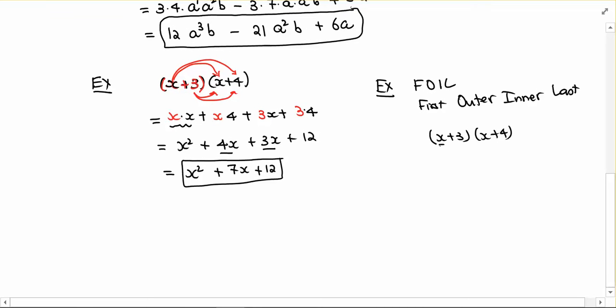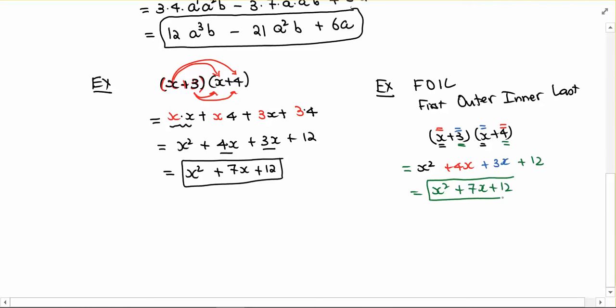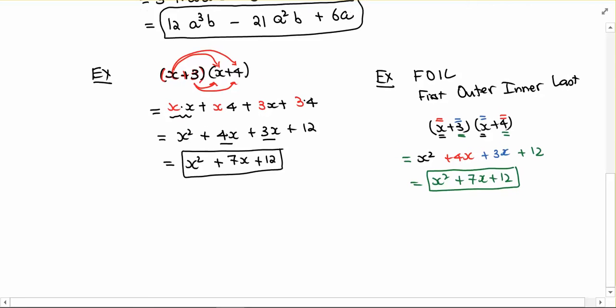So first would be to multiply these two, so that's x squared. Outer would be to multiply, so let me do first in black, outer in red. Outer would be those two, so that's 4x, and then inner would be these two, so that would be 3x, and last would be this one and that one, so that would be 12. And you can see that you get the same answer, but personally I find that harder to do than using just normal straight up distribution. Take one at a time and deal it through the second one.